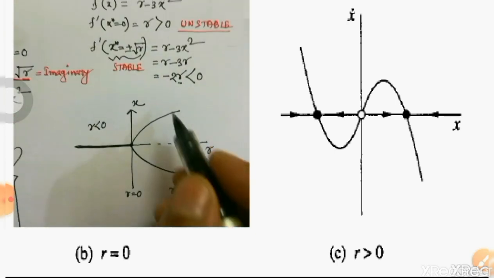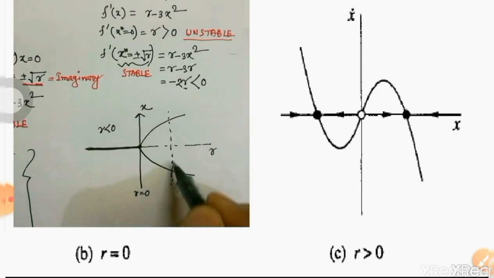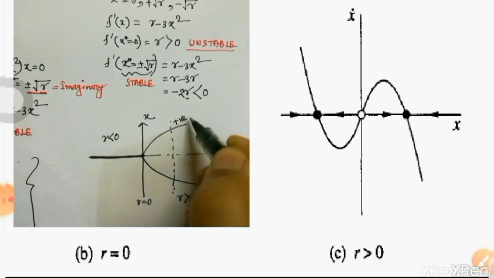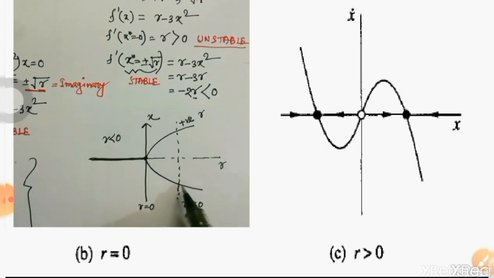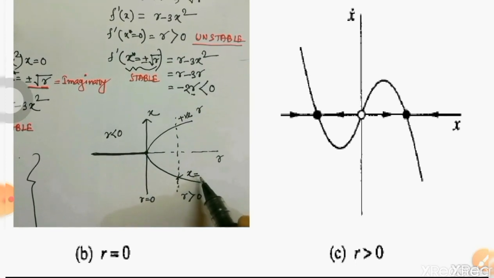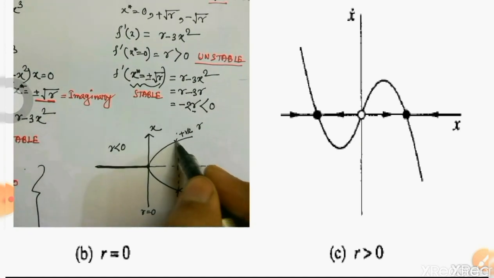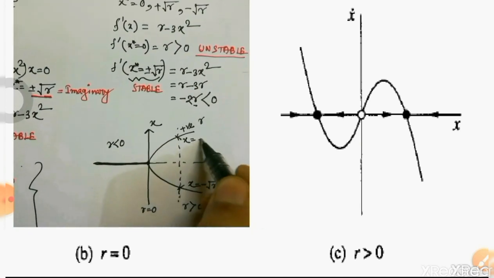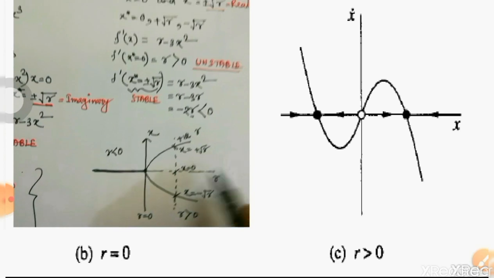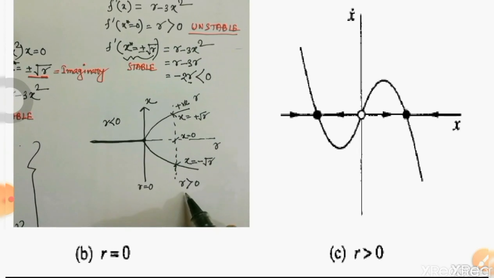So, if we draw a line here, this line will represent a positive value of r. So, here this point will be x equal to minus root of r. This point is x equal to plus root of r, and at this point x is equal to 0. These are the three fixed points when r is greater than 0.